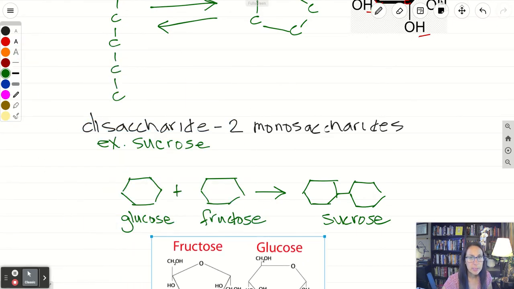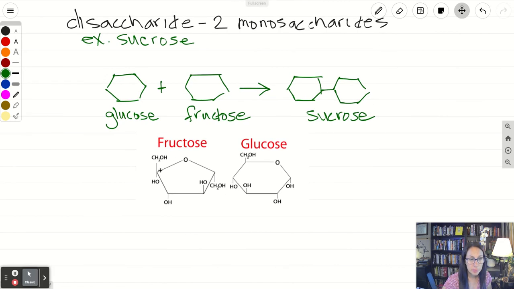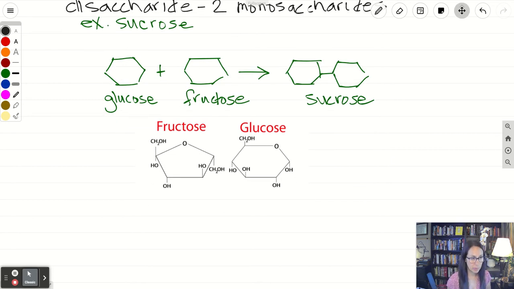Okay, so here is a picture of fructose, and here's a picture of glucose. They both have 6 carbons, and they're both considered monosaccharides, and they can join together, and that's what makes us sucrose. Okay, so the last category that I want to introduce you to is called a polysaccharide.